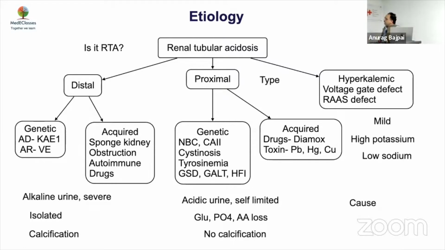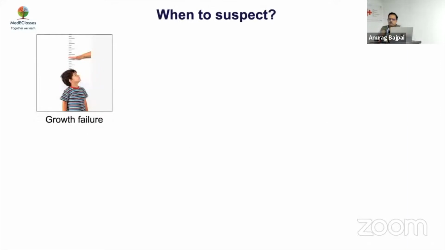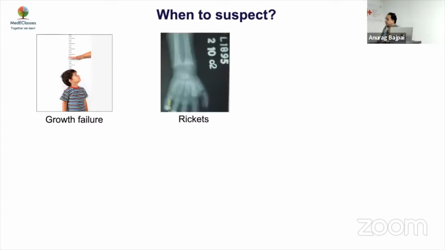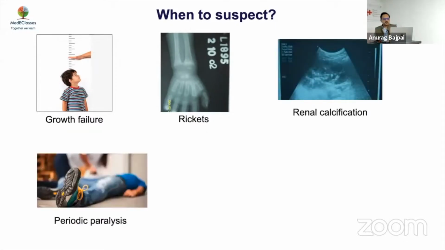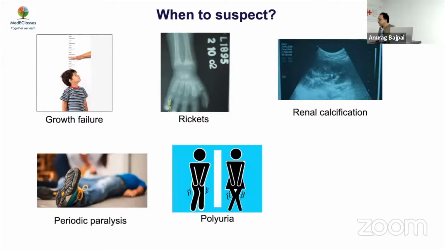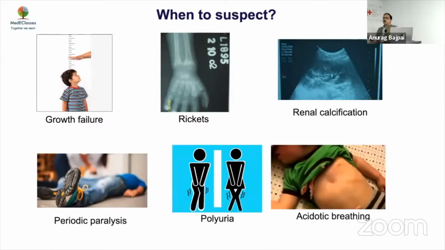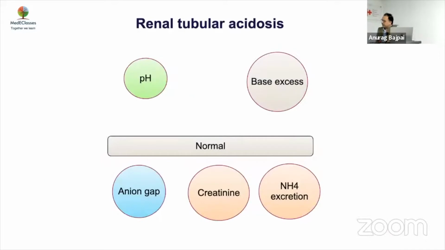Now, in terms of when to suspect RTA, which we already discussed: isolated growth failure before 3 years of age, blood gas is essential. Refractory rickets with low phosphorus, think of RTA. Renal calcification, blood gas is absolutely important. Periodic paralysis, blood gas is important. Polyuria, before you work up for DI, do a blood gas, and look for acidotic breathing. These are the presentations. Because the presentations are varied, you need a high index of suspicion for evaluation.